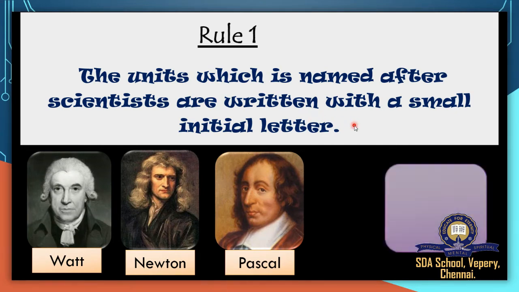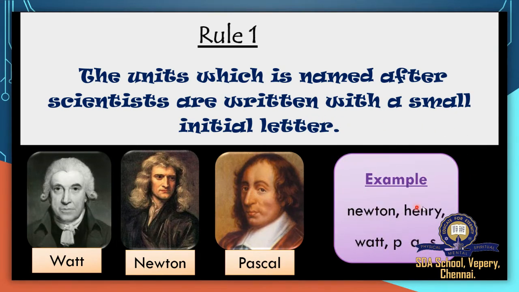See, for example, Newton, Henry, Watt, Pascal. The scientist names can be written with capital letters, okay? But when we need to refer to it as a unit, it should be written with a small letter. This is what rule 1 states: the units which are named after scientists are written with a small initial letter.